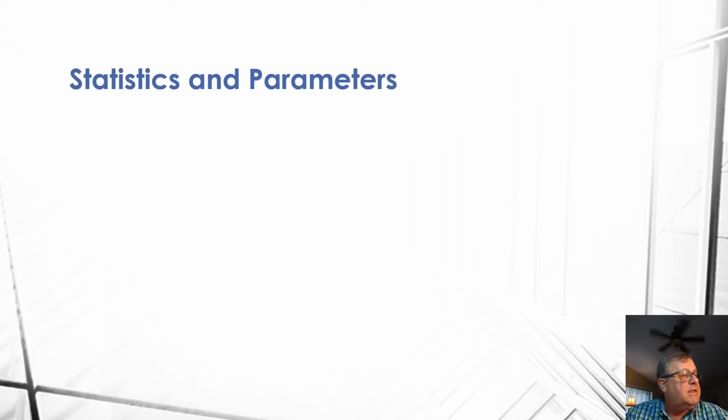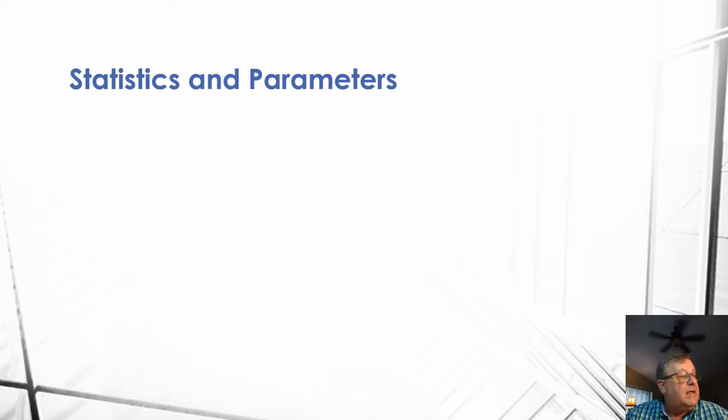One is statistical inference. Statistical inference is the statistics of a sample that are used to draw conclusions about an entire population. So we have a statistical inference: we have a sample, we gather some statistics, and then we draw some conclusions that we would apply to the entire population.